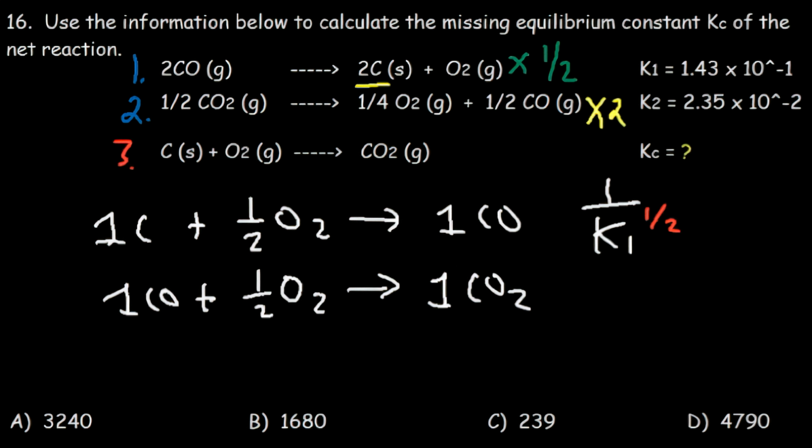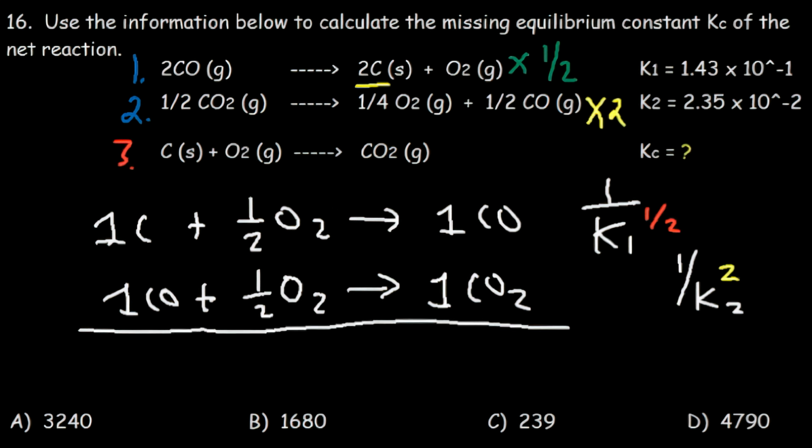So now, since we reverse it, it's going to be 1 over K2. But now, since we doubled the coefficient, we need to square K2 as well. So 1 over K2 squared. Now let's add these two reactions. Let's see if it's going to give us the net reaction.